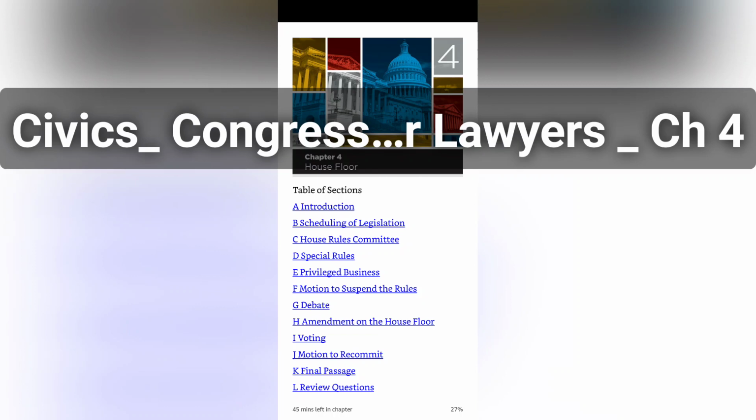The House resolves itself into the Committee of the Whole either by the action of a special rule or by unanimous consent. A quorum of 100 members is required to do business in the Committee of the Whole. It is within the Committee of the Whole that the bill or resolution will be debated and amendments, if any, considered.